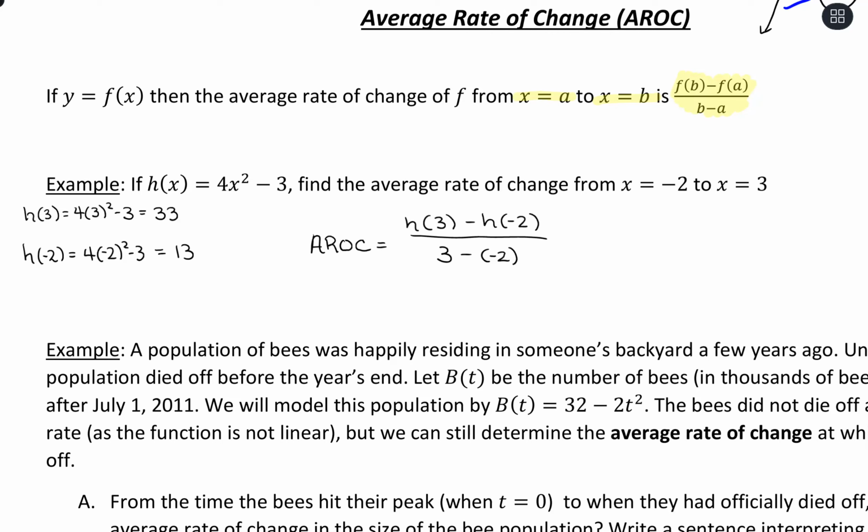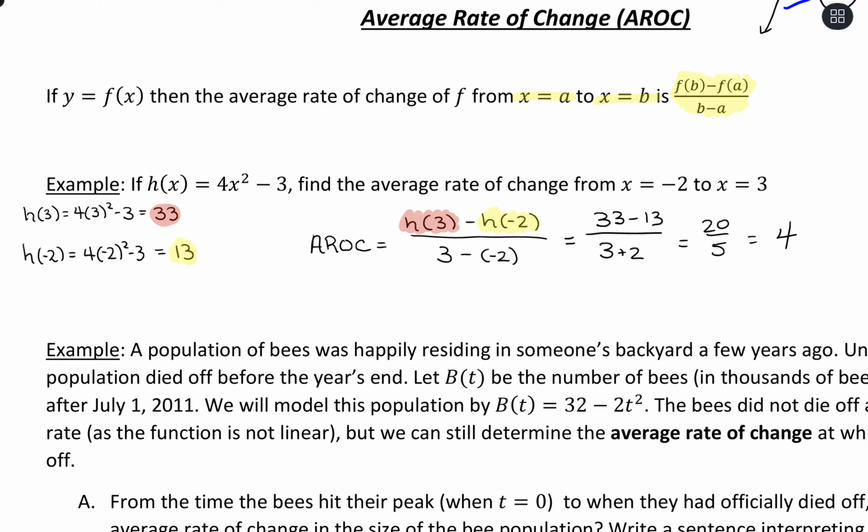And then what we could do is make a nice little substitution so that 33 is equal to h of 3. So we're going to replace our function notation there. And then h of -2 is equal to 13. Replace our function notation there. So we'll have 33 minus 13 in the numerator. And in the denominator, that 3 minus the -2, or 3 plus 2. So we're getting a 20 over 5, which is 4.